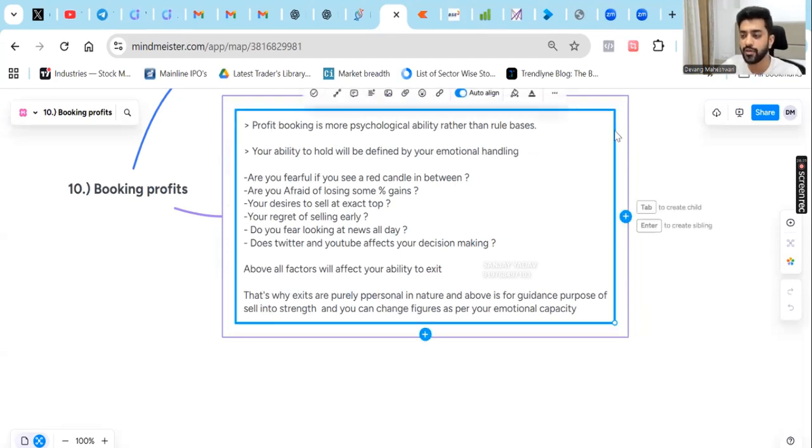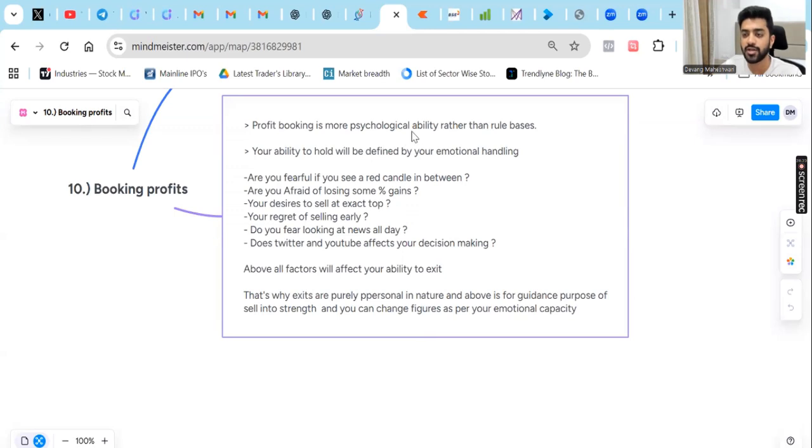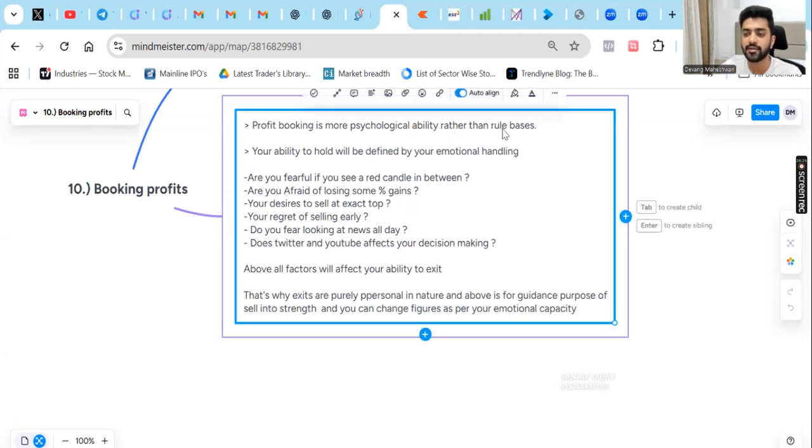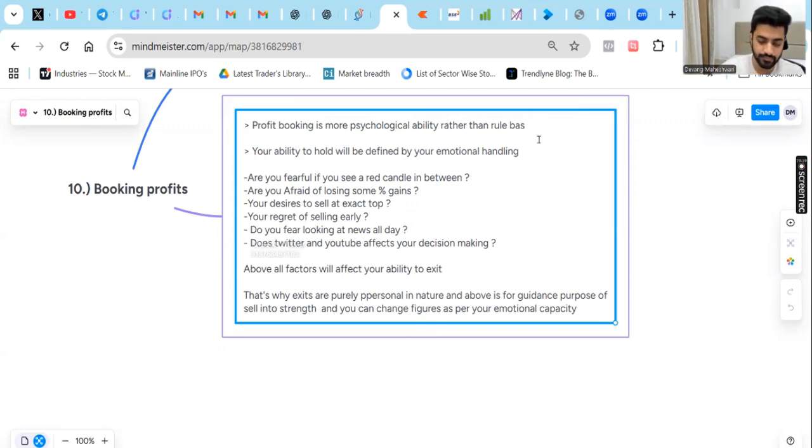So profit booking is more your psychological ability rather than rule based. Your ability to hold will be defined by how you are handling your emotions. And for that, you will have to go through some questions. Now, let me ask you these questions. Just answer in the chat box. Be honest to yourself. It will only help you.